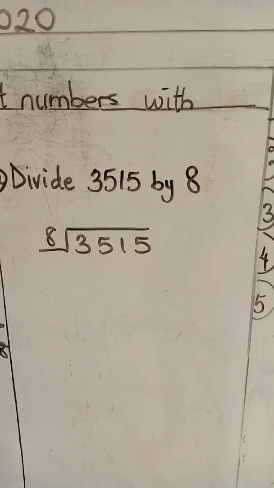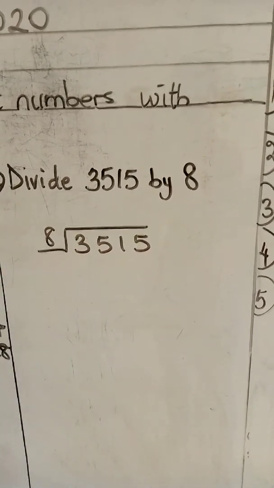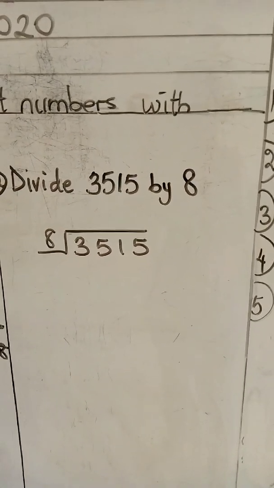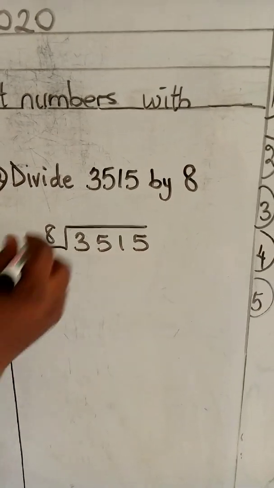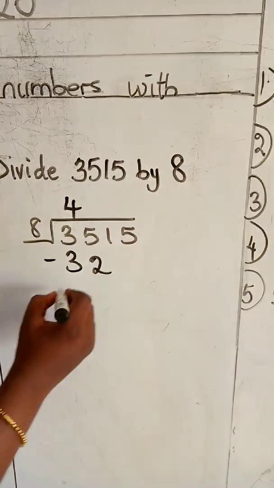Now, how many 8s can you find in 35? 8 times what will give you 35? If you're familiar with your 8 times table, you'll know that 8 times 4 will give you what? 32. So you start with that, because 8 times 5 is 40. 8 times 4, 32. Now subtract.